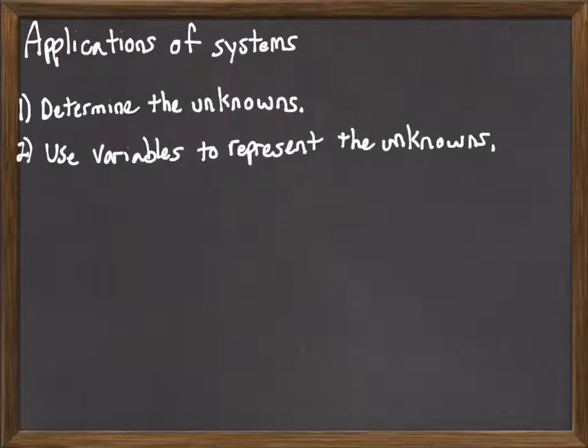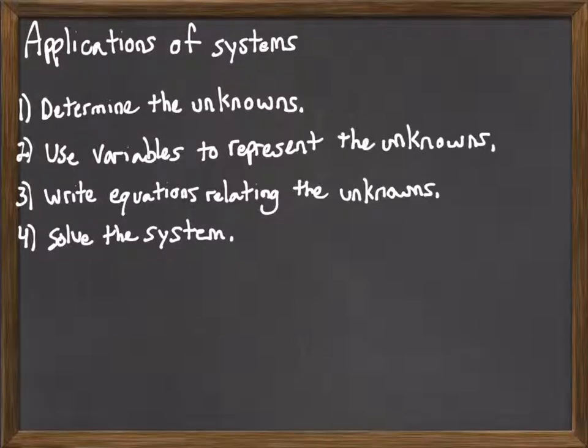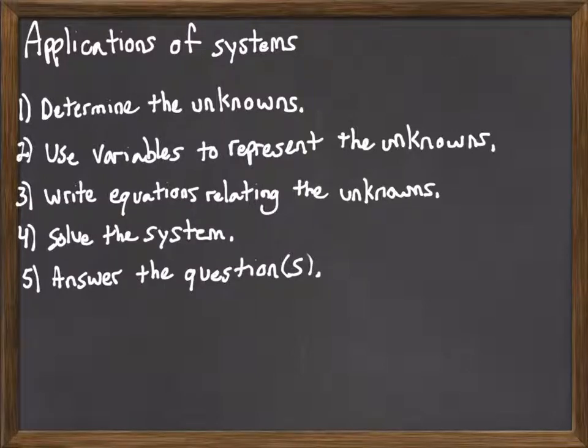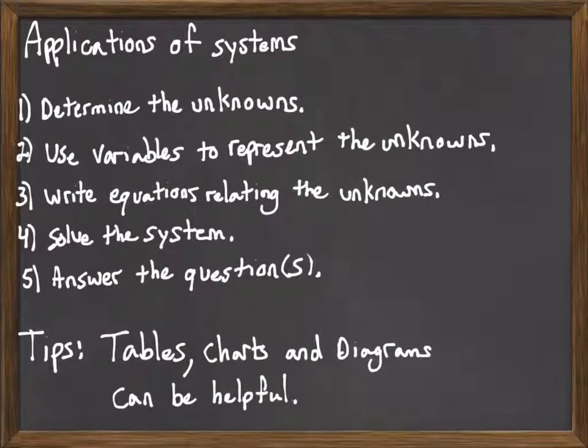If we have more than two unknowns, we'll have to find some way to represent them all using just two variables. Then we look for relationships in the equations that we can write down relating the two unknowns, or the two variables, sorry. Then we solve the system of equations and then answer the questions. Very often solving the system will answer the questions. A few things that you can use: tables, charts, and diagrams are often very helpful. Little tools, and we'll see some examples as we look through some problems.